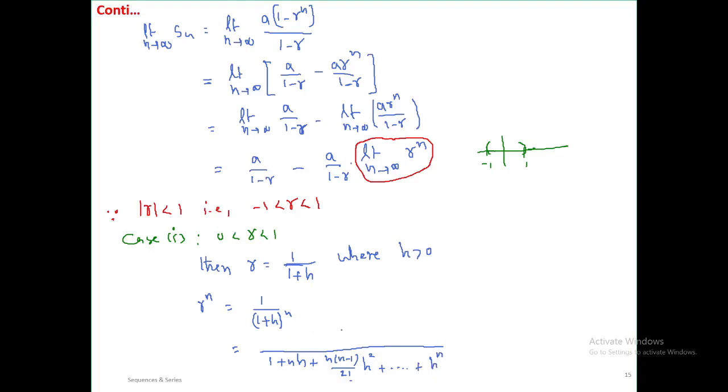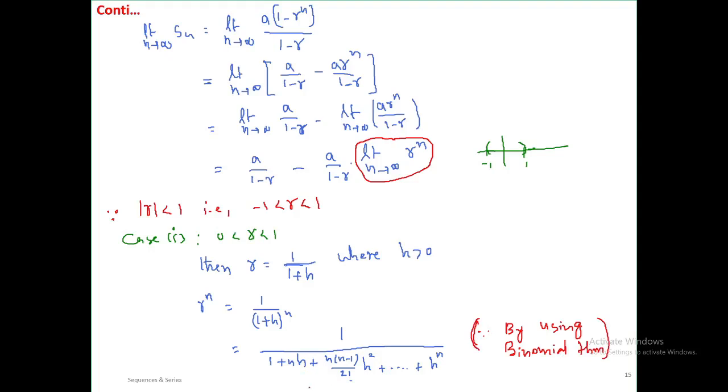So the numerator will be 1. Since the denominator I am expanding by using the binomial theorem, nothing else. P1 sem 2, P2 sem 2 will be having the binomial theorem, I think. Sem 1 or sem 2, look at the binomial theorem. So by using the binomial theorem, this is the expansion, right?